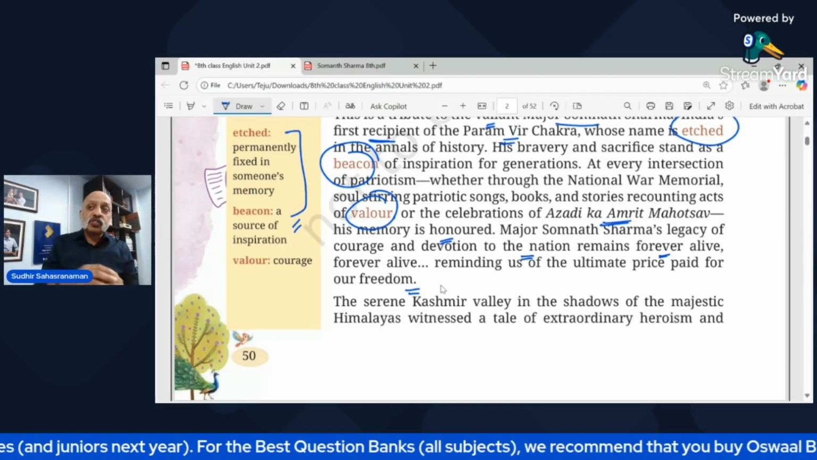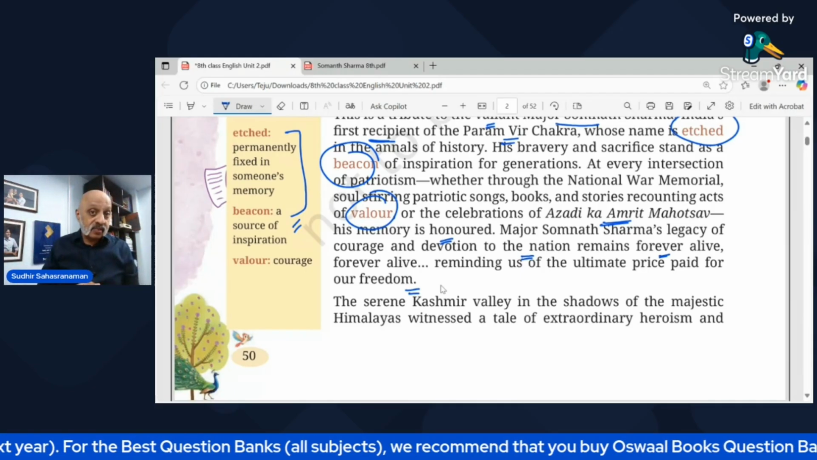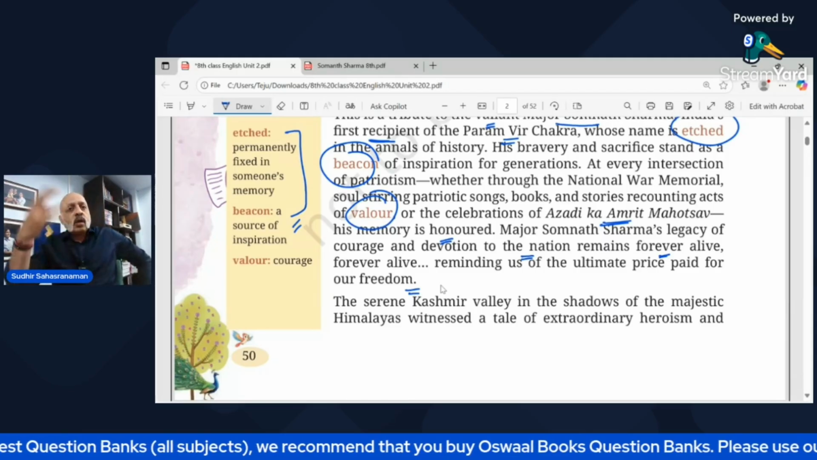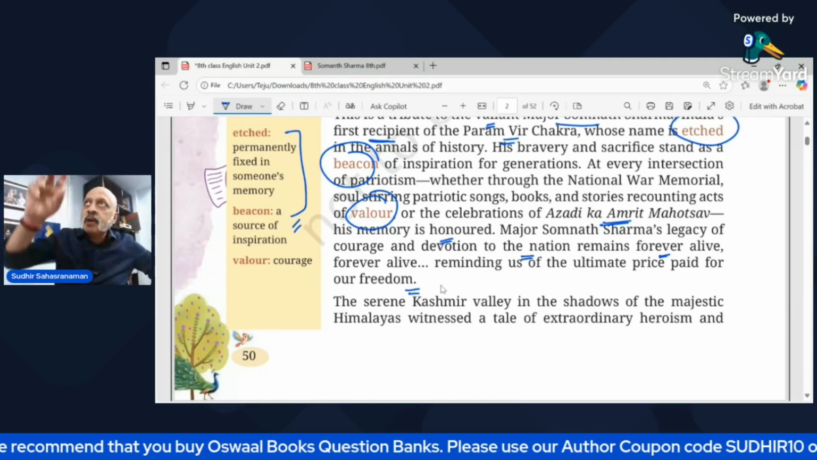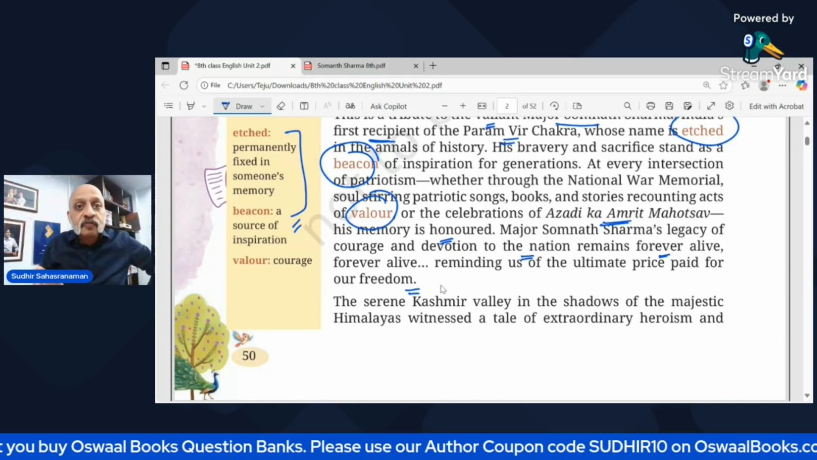So the British played mischief. They left it to the princes, the kings. So the kings thought, why will I remain independent? Why should I join either country now? That would have meant India would have looked a very different kind of country.